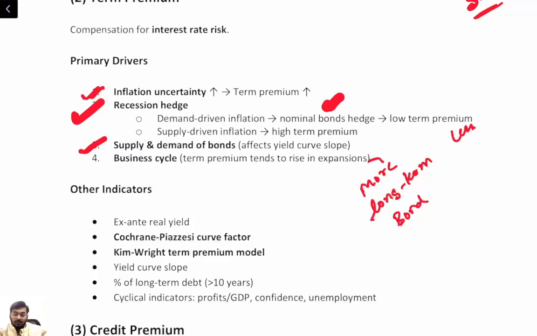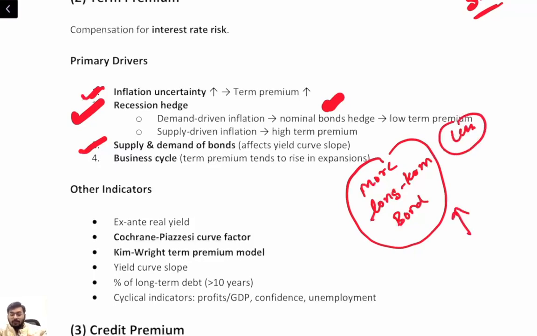Clear? So in this situation, when the demand is high, yield will increase. When demand is less, when supply is less, yield will decrease. Clear? Higher supply, higher yield, lower supply, lower yield. Are you clear? So that is the supply and demand situation. Coming to the fourth one, that is your business cycle. Phases of the economy: boom, recession and recovery. So during the boom, economic activities are strong, inflation risk is high and term premium is also high.